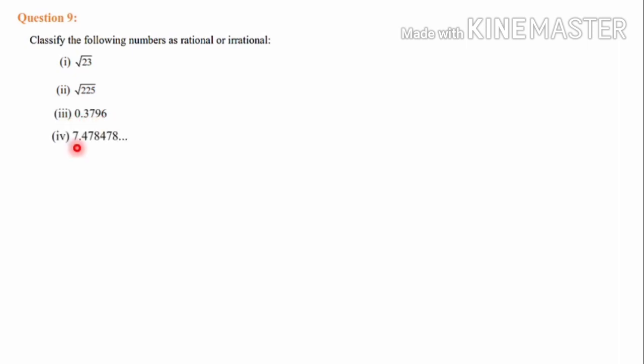Move on to the last question of this exercise. Classify the following numbers as rational or irrational. First question, root 23. Second question, root 225. Third question, 0.3796. Fourth question, 7.478478. And the fifth question, 1.101001000100001, etc. So we have to classify these 5 numbers as rational or irrational. Now you are quite familiar with these two terms, rational and irrational numbers. So please try this at home as homework.